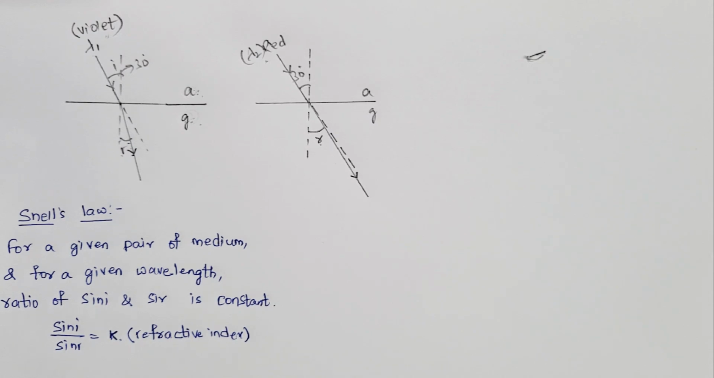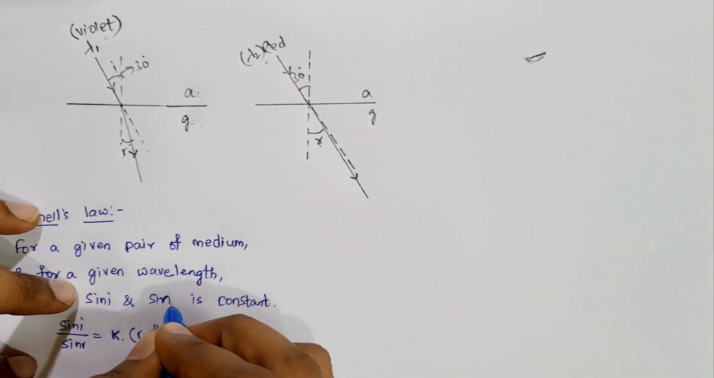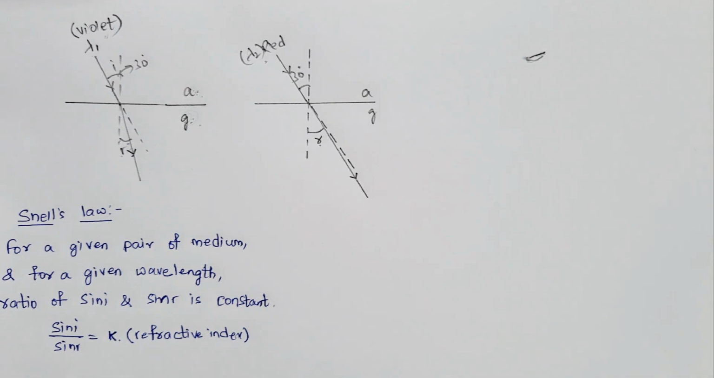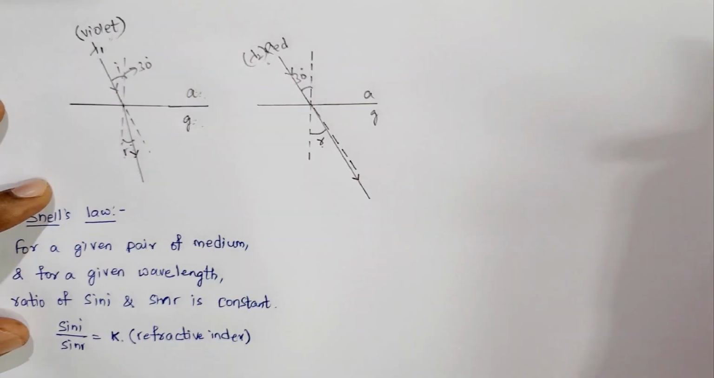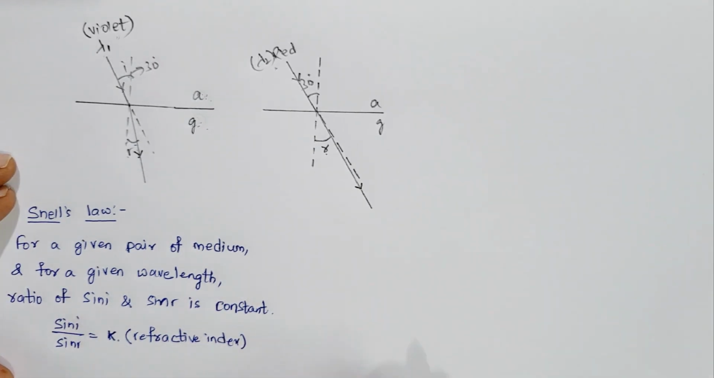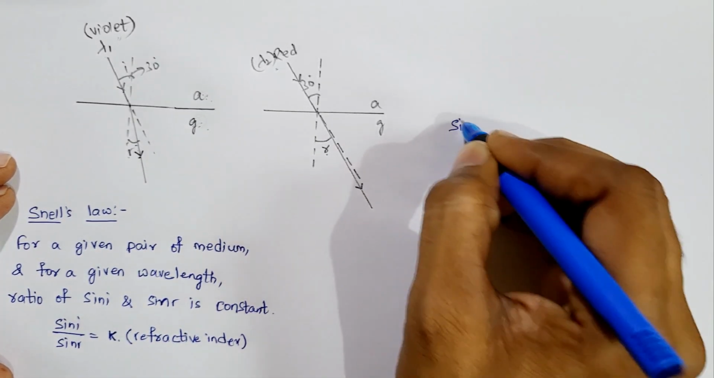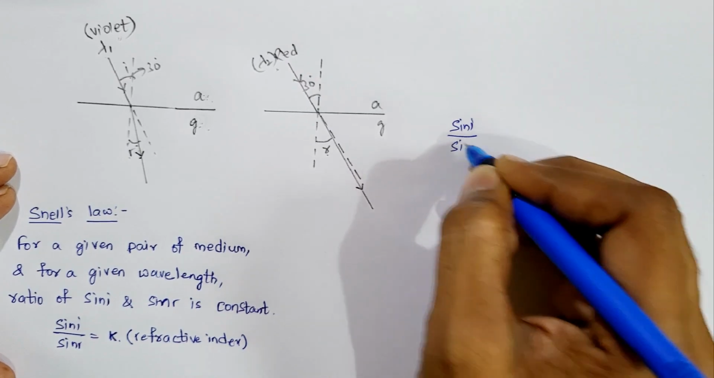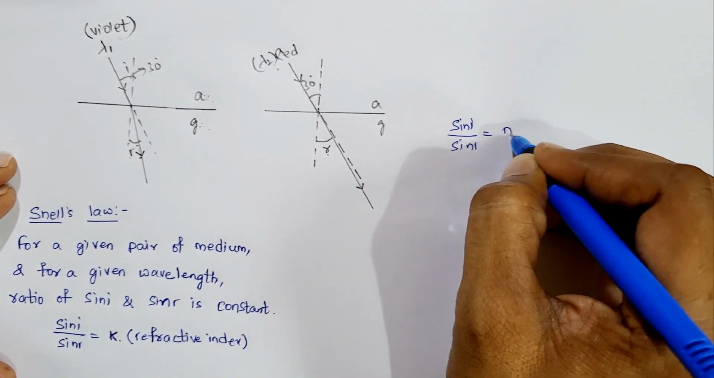medium and for a given wavelength, the ratio of sin i and sin r will be constant. Sorry, here I wrote sin R, it is sin r. Ratio of sin i and sin r will be constant. So sin i by sin r is equal to constant. That constant is nothing but the refractive index. So now we got the formula. Sin i by sin r is equal to constant. That constant is refractive index. Sin i divided by sin r is equal to refractive index n.